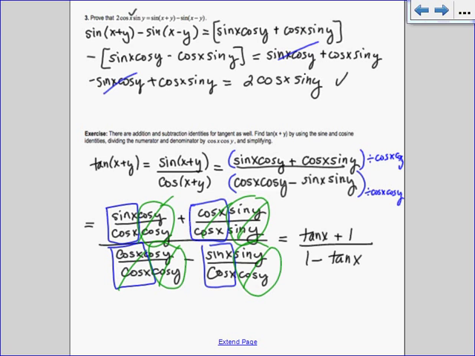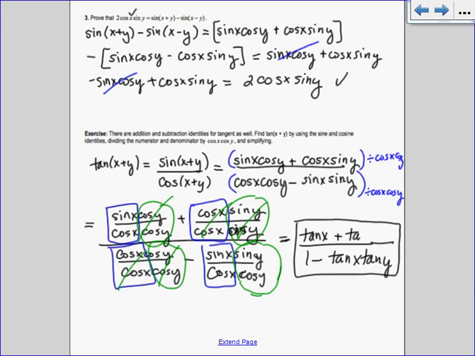Whoops, what did I do? This didn't go away. I knew that wasn't right. This one didn't go away, right? It's sine of y over cosine of y. So that one becomes tangent of y. Okay, and that is the answer. So it's tangent of x plus, ooh, I still did something wrong. What did I do? Oh, this is cosine y. So tangent of x plus tangent of y over 1 minus tangent of x tangent of y. Okay, and that's the formula. I knew the formula. I just couldn't get there, man.